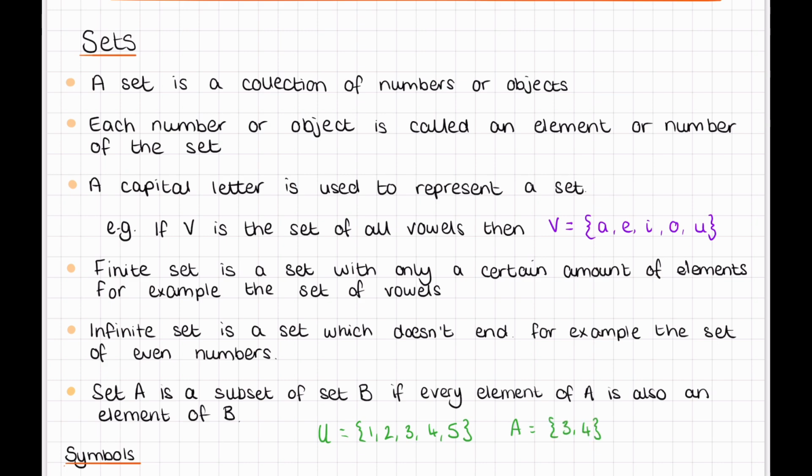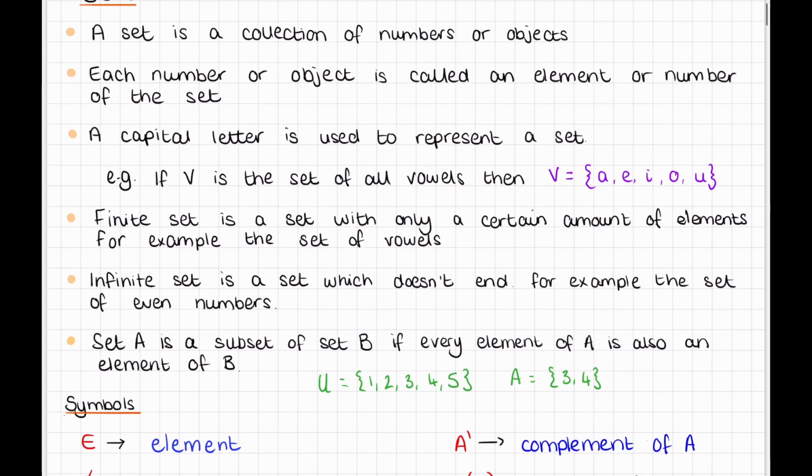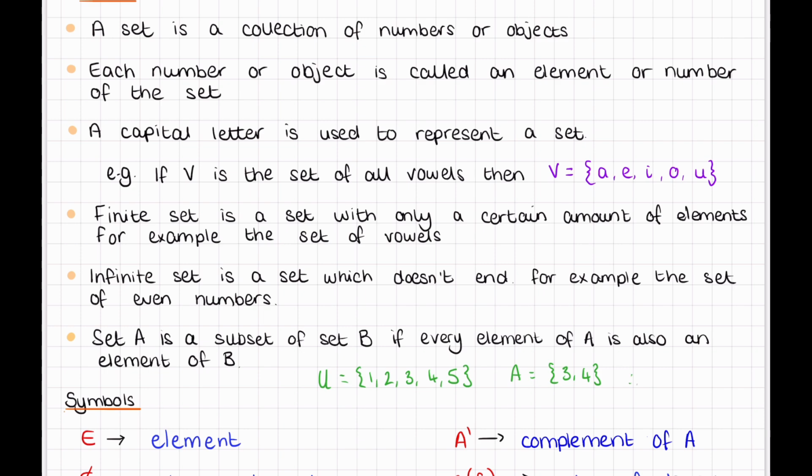To know if it's a subset, we're just looking at whether all of A is in our universal set. So 3 and 4, they are in the universal set of 1, 2, 3, 4, 5. Therefore, we can say that A is a subset, we'll get to the symbols in a minute, of B, because all of A is within B, and that's what subsets are.